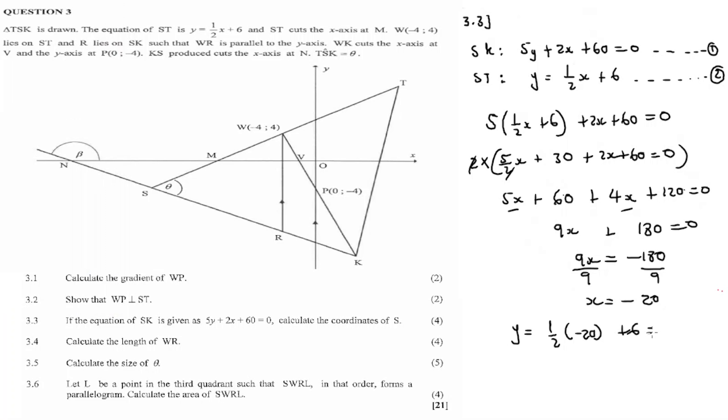It makes sense for both coordinates to be negative. So S is negative 20 for x and negative 4 for y. Both our coordinates are negative because S is in the third quadrant. So now I have the coordinates of S. For the next question, 3.4, calculate the length of WR.